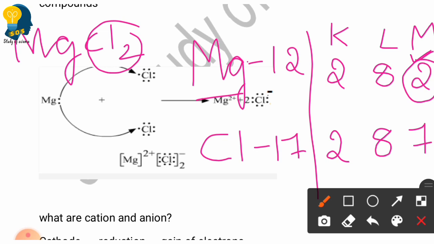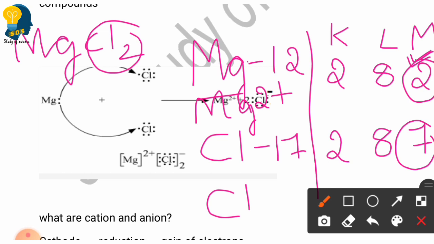So what will magnesium do? Magnesium will lose 2 electrons, thereby it becomes Mg2 plus, because it is losing 2 electrons. When we look at chlorine, chlorine has 7 valence electrons on its valence shell. Then for the nucleus of chlorine, to lose 7 electrons is very difficult. Rather, it will receive 1 electron and it will become stable. It will receive 1 electron and it will become Cl minus.